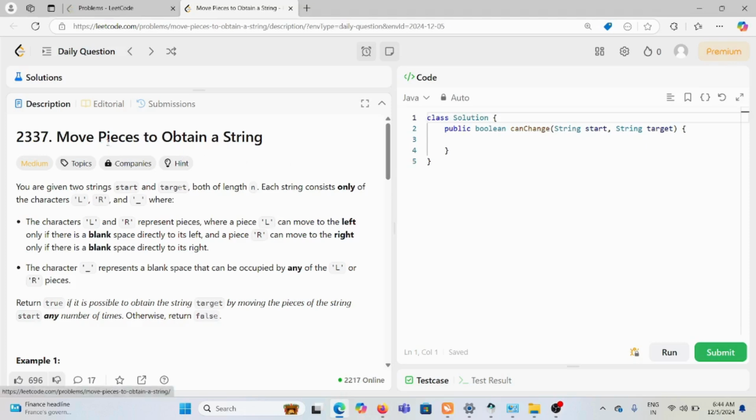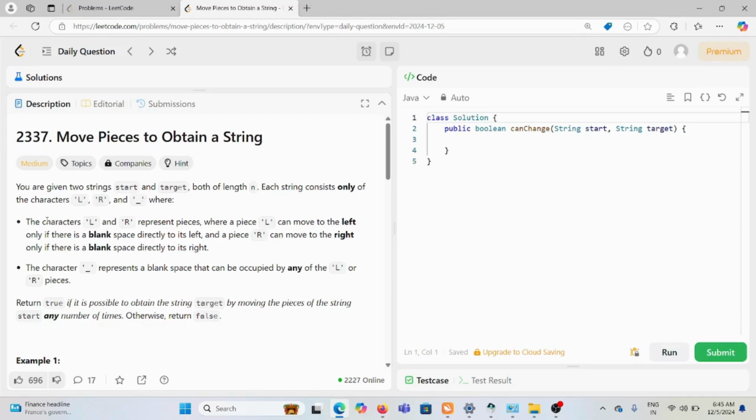In this problem, move pieces to obtain a string. You are given two strings, start and target, both of length n. These two strings are of the same length, and each string consists of only capital L, R and underscore. Only these three characters would be there.